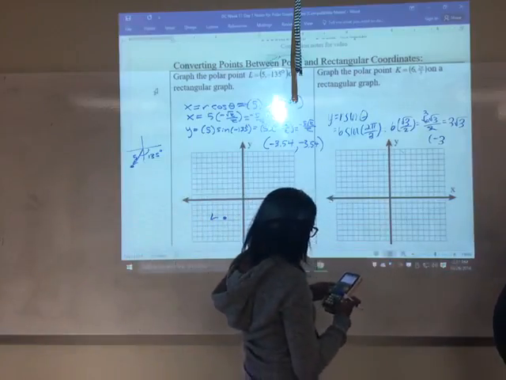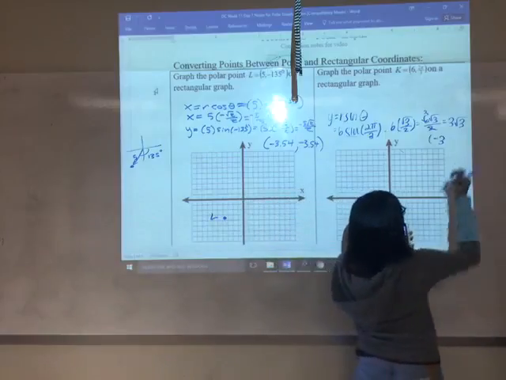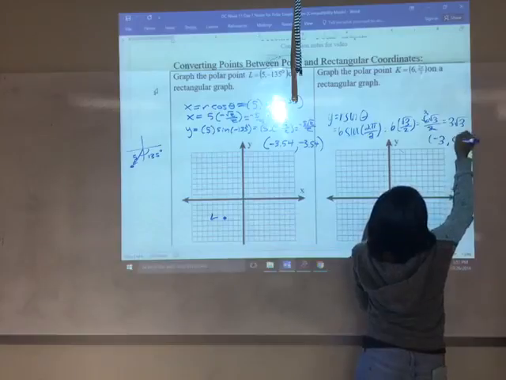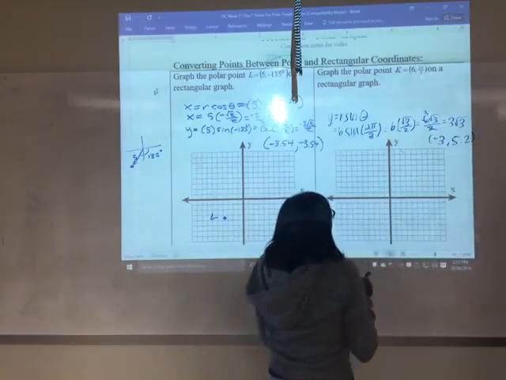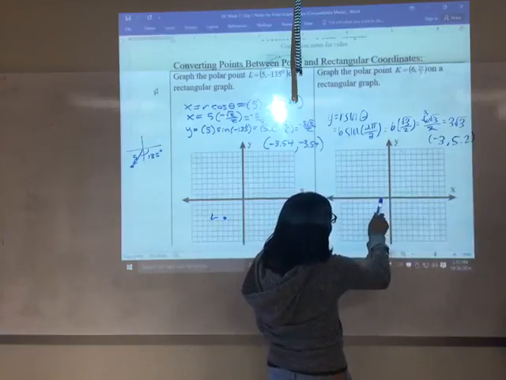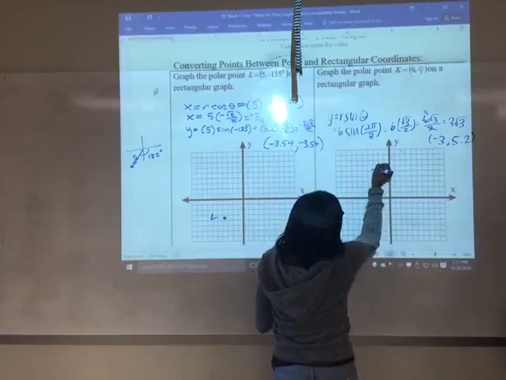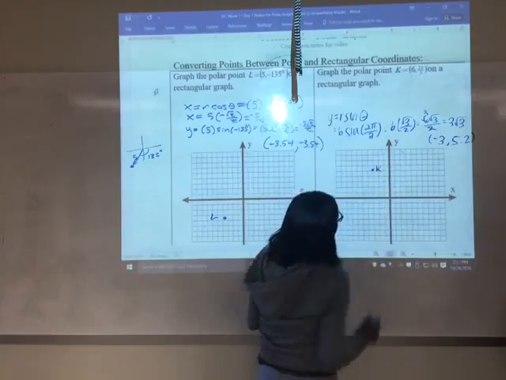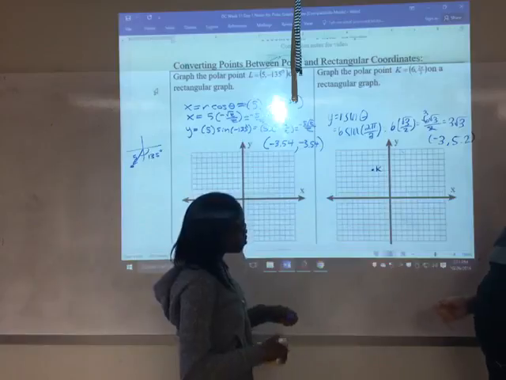3 square root 3 is 5.2. Y is positive, which means it falls in quadrant 2. So go over 1, 2, 3, and then go up 1, 2, 3, 4, 5, and a little bit more, 0.2. So point K should be right there. There's our point K in quadrant 3 as we expected.